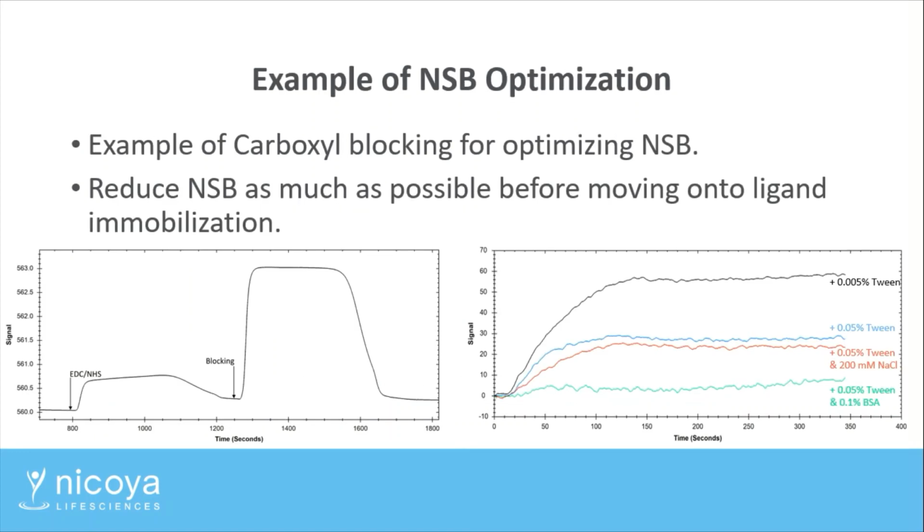To continue that example of blocking on the carboxyl sensor to test for non-specific binding, what you will then do is inject your analyte starting with your normal buffer condition, which in this case would be our buffer plus 0.005% Tween. Then you're going to add different buffer additives to see if we can reduce the signal of our analyte on the blocked sensor. As you can see from this example on the right, the curve in green, which has 0.05% Tween and 0.1% BSA added, has reduced the non-specific binding to 0. So these are the conditions that you will now add to your running buffer and your analyte samples for your specific tests.